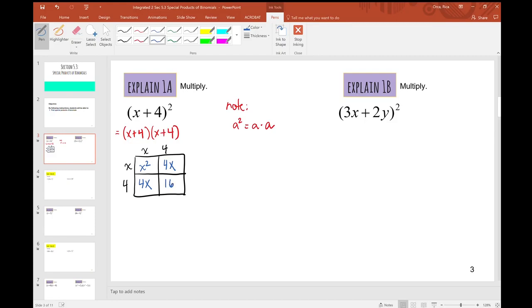Now let's combine like terms. We have x squared, followed by 4x plus 4x, followed by 16. So our final answer is x squared, 4x plus 4x is 8x, and then we have the plus 16.